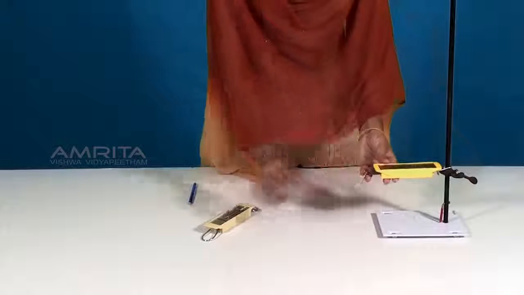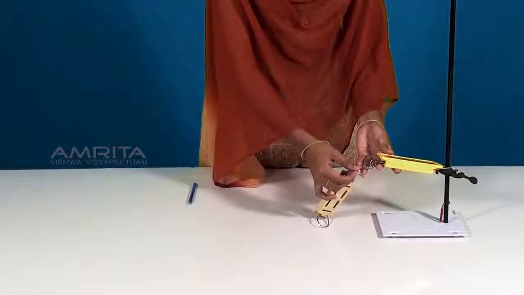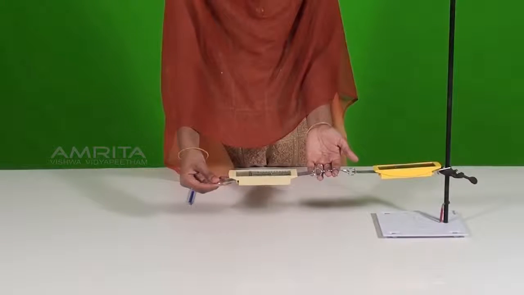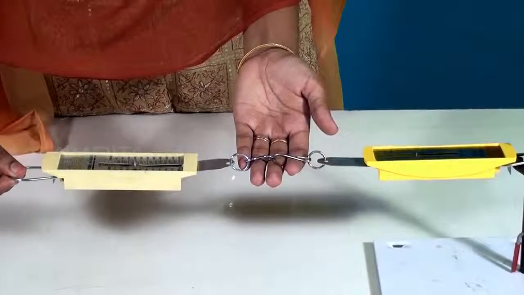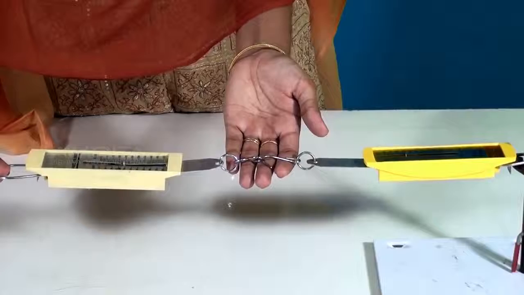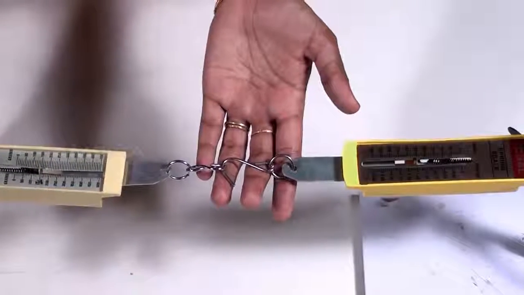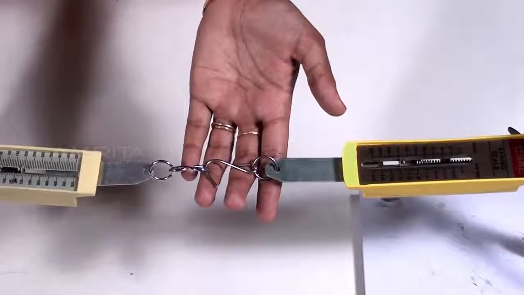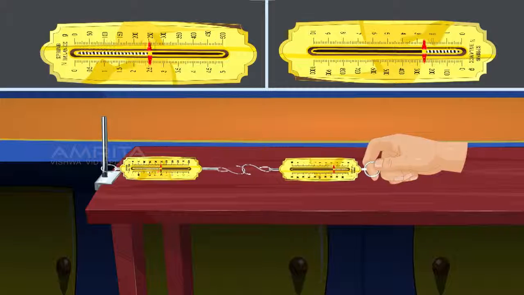Now, take the second spring balance and attach it to the end of the first spring balance. Pull the second spring balance away from the stand. As you pull the spring balance, you will feel that the spring balance is being pulled back. Both the spring balances will show the same force. Repeat the process. The 2 spring balances will continue to show the same forces.